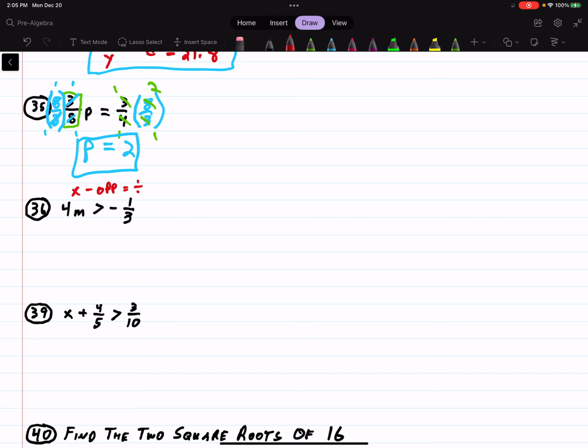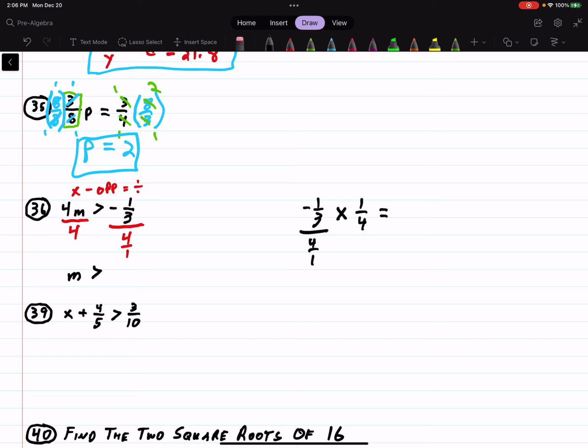Okay, so we are going to divide by the coefficient 4, and we're going to divide this whole thing by 4. Let's just call it 4/1, so it's a fraction. On the left-hand side, we're left with just m. We still have the greater than sign. And now, on the right-hand side, we got 1/3 divided by 4/1. And if you remember, when you divide fractions, you change the division to multiplication and you invert.